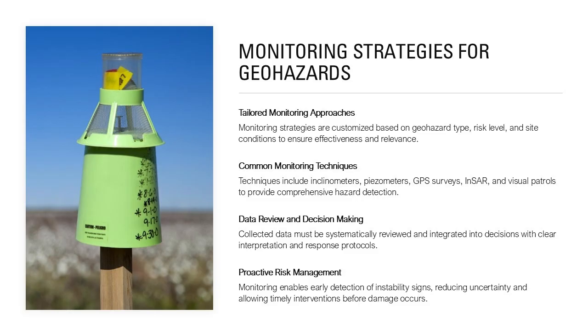Monitoring data must be systematically reviewed and integrated into decision-making processes. Simply collecting data is insufficient without clear procedures for interpretation and response. API RP 1187 emphasizes the importance of defining roles, responsibilities, and escalation protocols. This slide underscores how monitoring supports proactive risk management by detecting early signs of instability, reducing uncertainty, and enabling timely intervention before pipeline integrity is compromised.